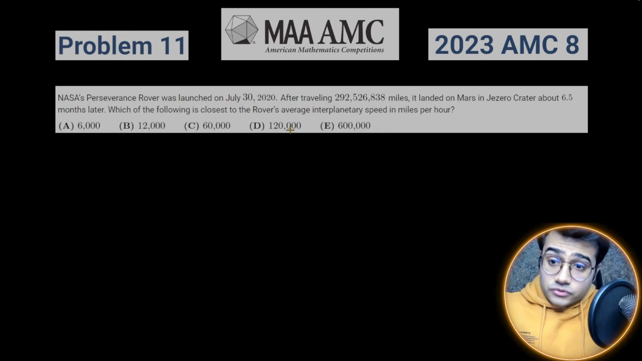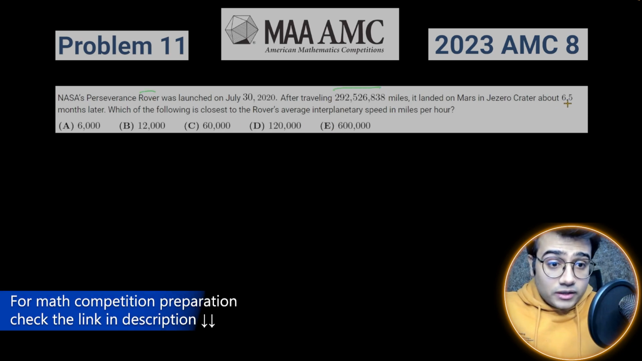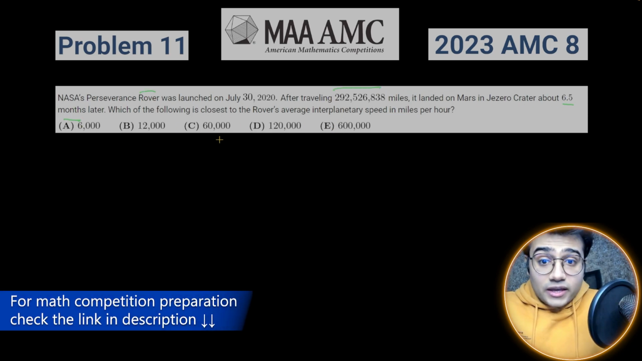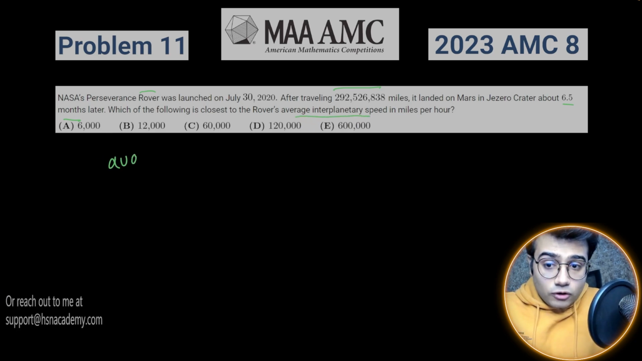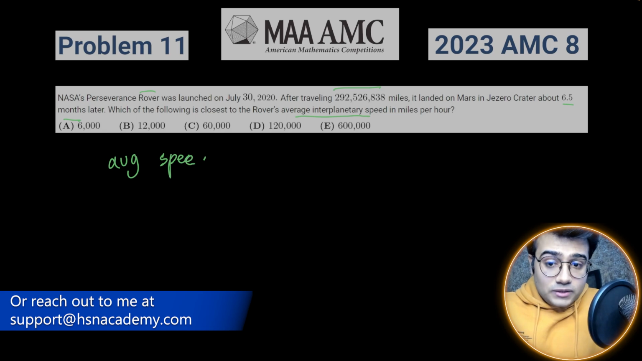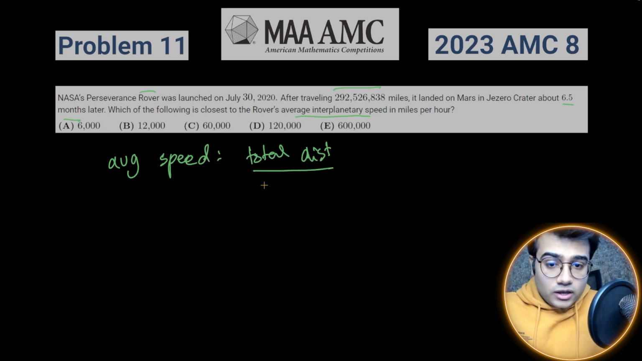Okay, so this is a very interesting problem. We have the Mars rover, which is traveling this many miles in 6.5 months, and they want us to find the average speed. Well, all we need to know is the formula for average speed. And average speed is total distance over total time. So what is the total distance? Well, let's approximate that as 300 million miles.